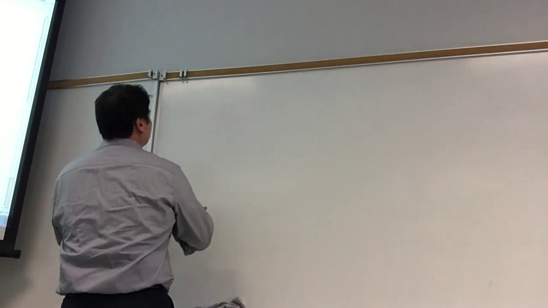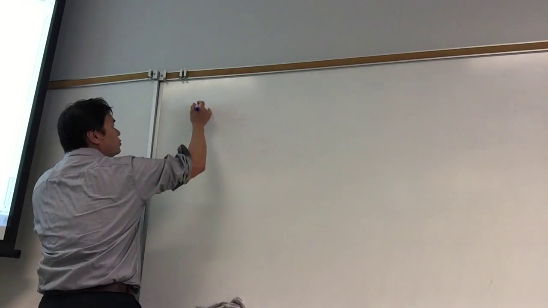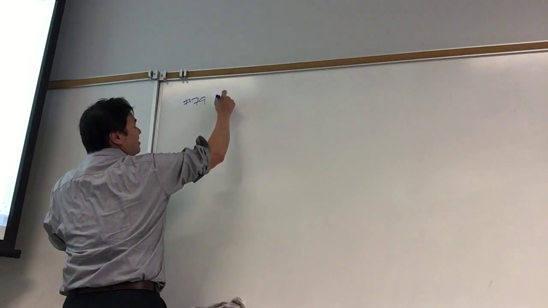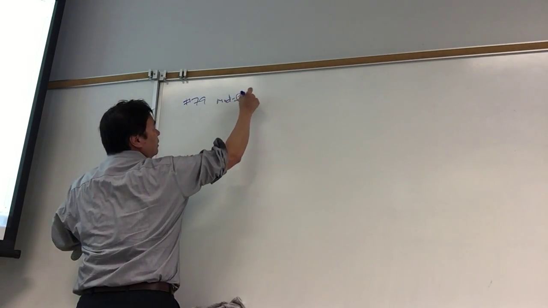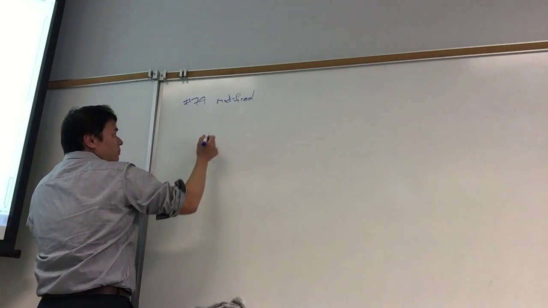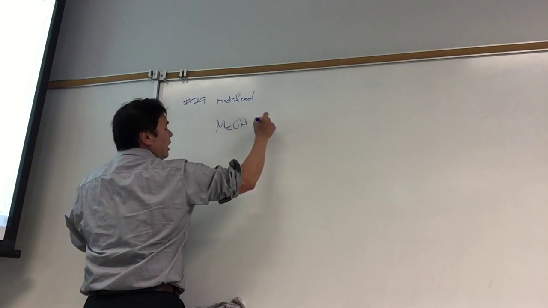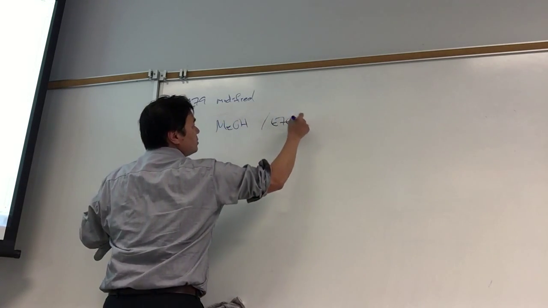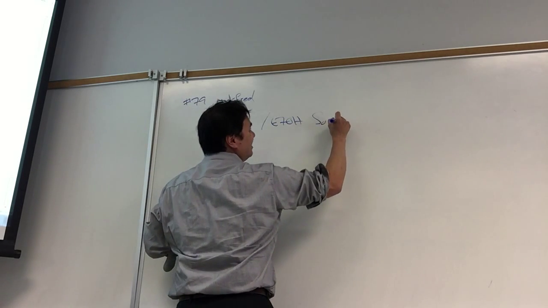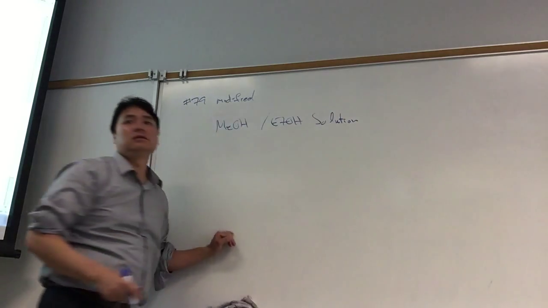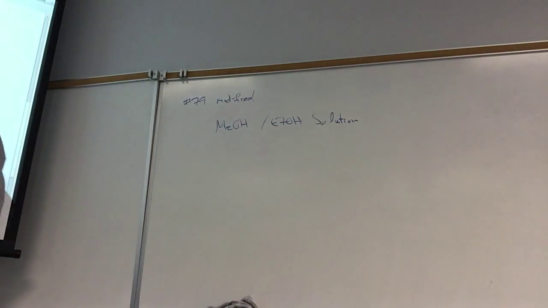And so what we're going to have here is an ethanol-methanol solution. This is going to be number 79, and it's going to be a modified version to make it easier, I think, to answer. But we have, I'm just going to call it, methanol, ethanol solution. What is the solution again? A homogeneous mixture. So we've got a mixture of methanol and ethanol.